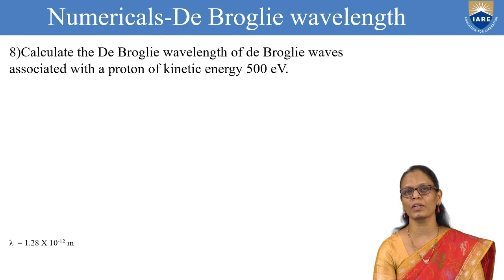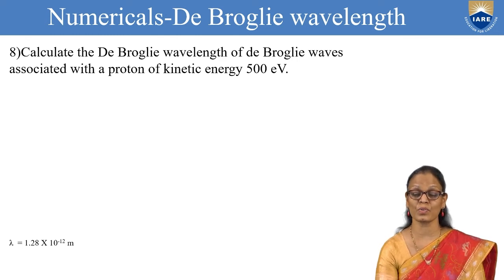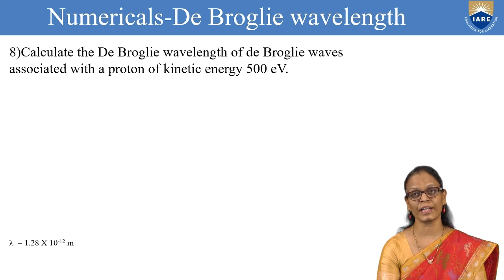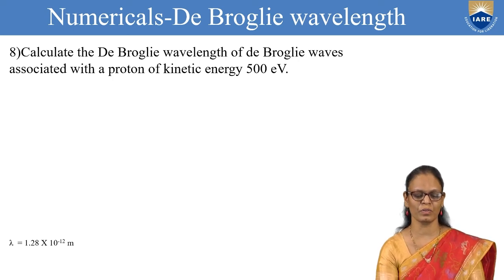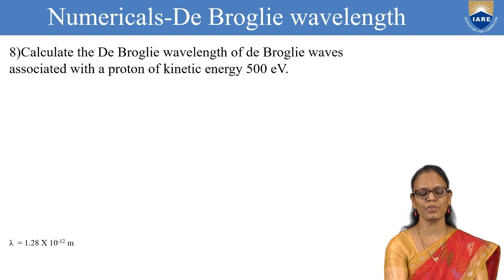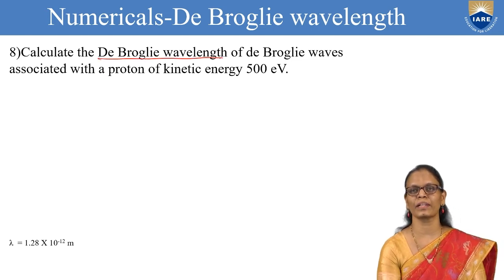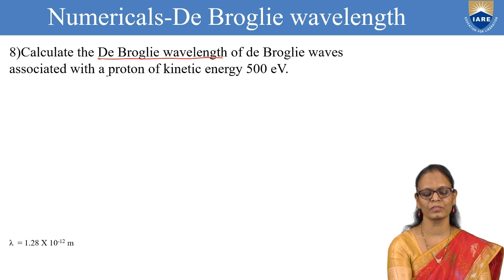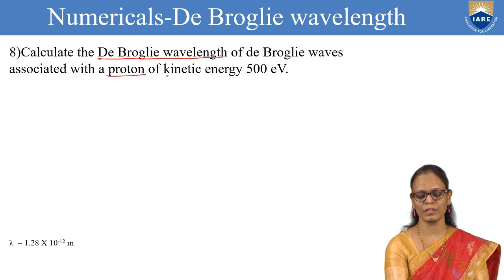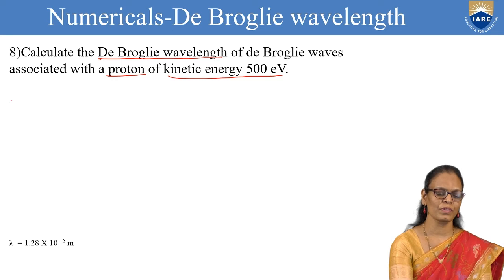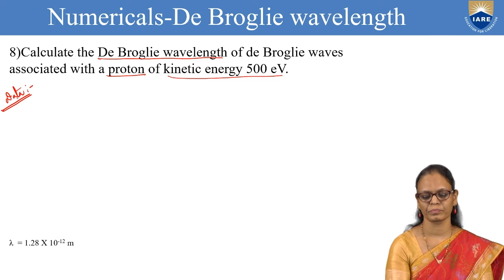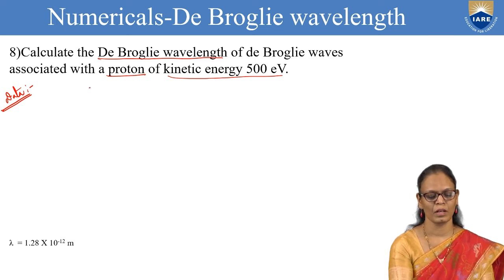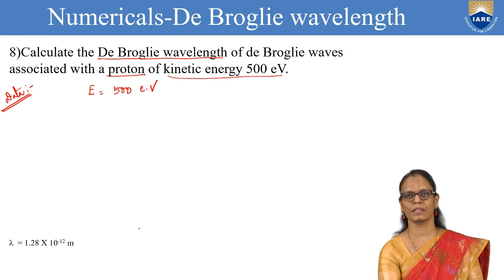Next, calculate the de Broglie wavelength of de Broglie waves associated with a proton of kinetic energy 500 electron volt. Okay, so we need to find what again? Calculate the de Broglie wavelength. Of what? Of a proton. What is given? Kinetic energy is given. So let us write the data given. Energy or kinetic energy, 500 electron volt. That is given.